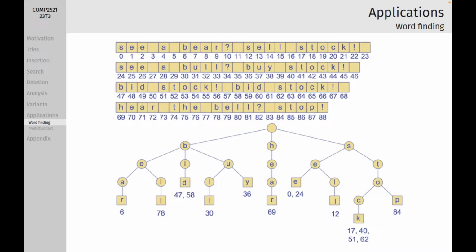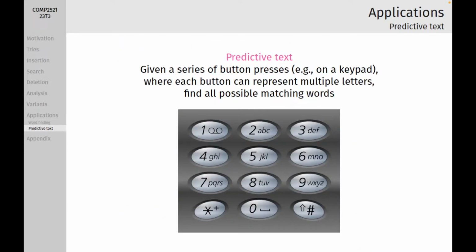Okay. So that's one application. Another application is predictive text, which I talked about at the beginning of the lecture. If you have a keypad and a series of button presses, where each button can represent multiple letters, then we want to find all the possible matching words. If you have a different data structure, let's say an AVL tree, and you've stored all the words in there, if you're given a series of button presses, how do you actually search for the possible words?